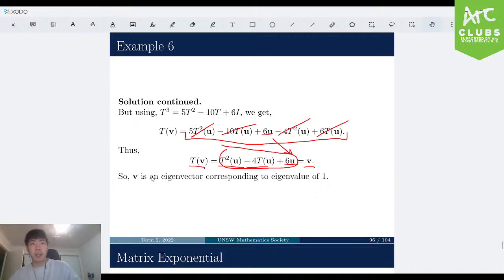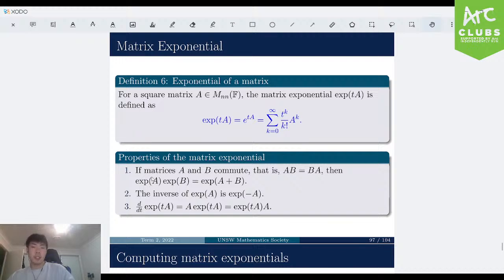Okay. That concludes Jordan forms and Jordan matrices. Our very last little bit here is on matrix exponentials. There's not too much that's new. There'll be a few new theorems and lemmas, but then ultimately it will just be questions involving applying what we learned about Jordan forms.